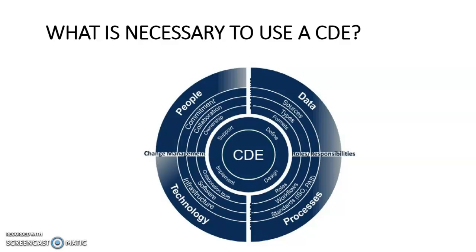So, what are the necessary conditions in order for a CDE to be successfully used by a project? You can group it down into 4 areas to look into: the area of data, the area of people, the area of technology, and the area of processes. We will look into these 4 areas in a bit more detail in the next few slides.